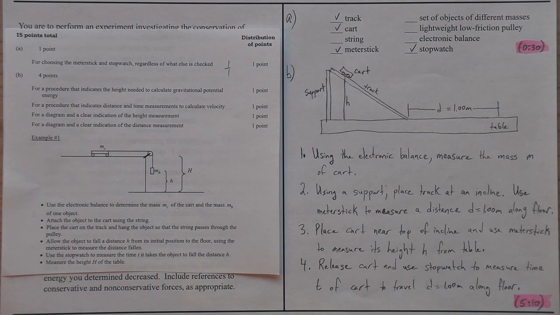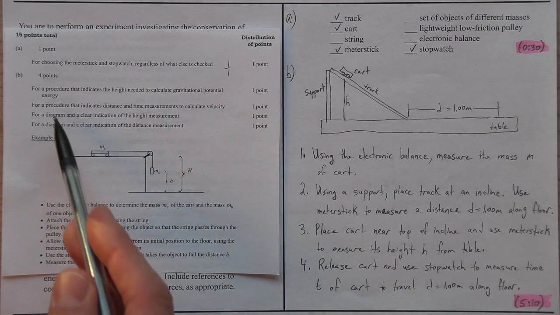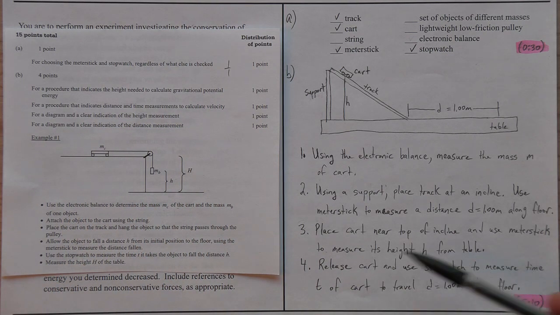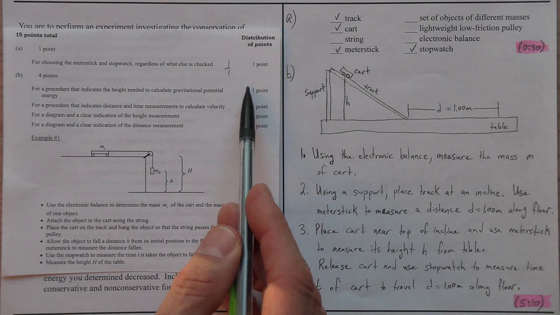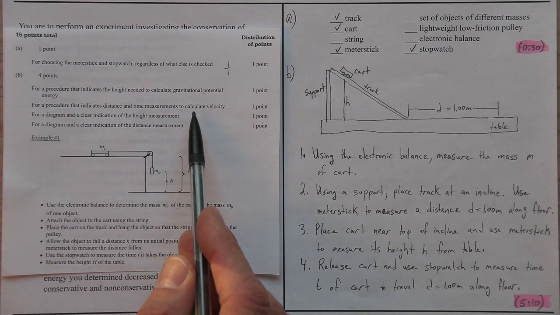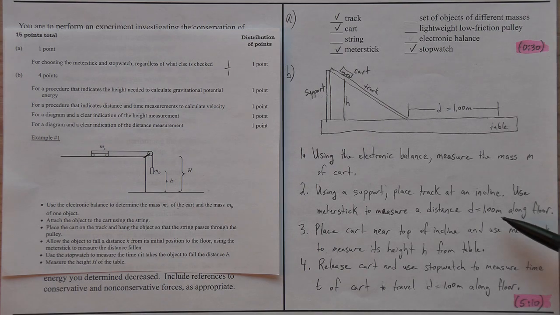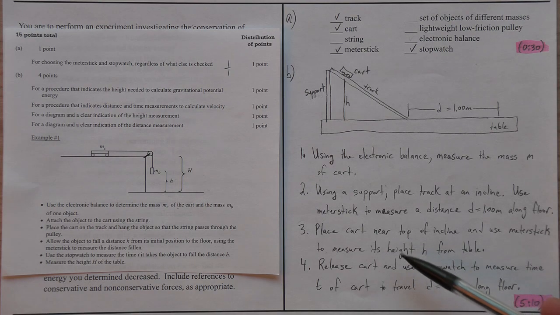Okay, B, for a procedure that indicates the height needed to calculate the gravitational potential energy. So I did that. I said place the car and use the meter stick to measure the height from the table. So I got that 1 point. Okay, the next point, for a procedure that indicates distance and time measured to calculate velocity. So here I measured my distance, 1 meter along the floor, and then I used the stopwatch to measure the time t. So that's both the distance and the time in step 4. So I got the 2nd point.